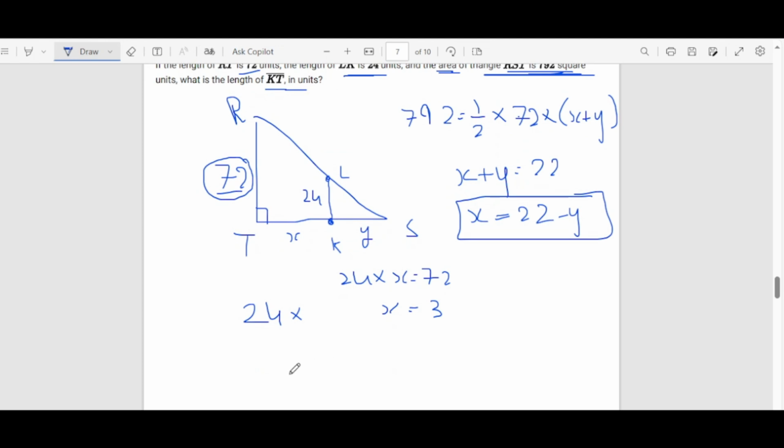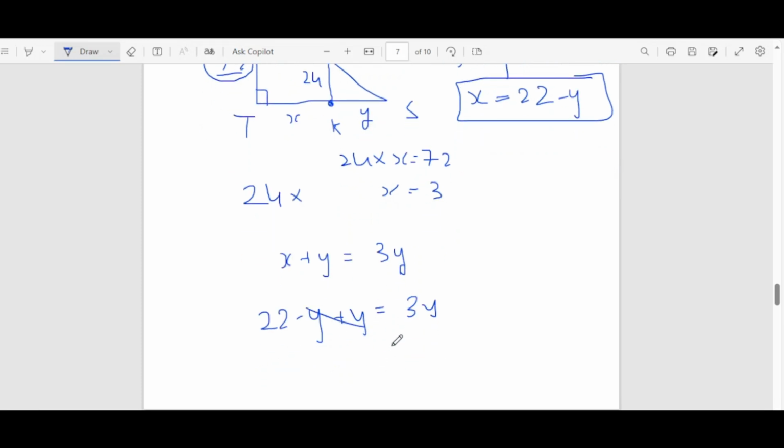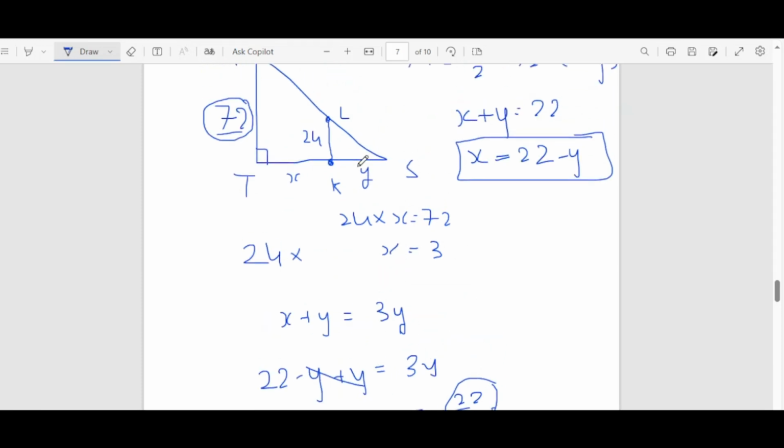So the length of x plus y equals 3 times the length of y. Let's solve this. We have our value of x, 22 minus y. So let's replace this: 22 minus y plus y equals 3y. Minus y plus y equals 0, and y equals 22 by 3. That gives us 7.3, but let's leave it in this form. So y here is 22 by 3.